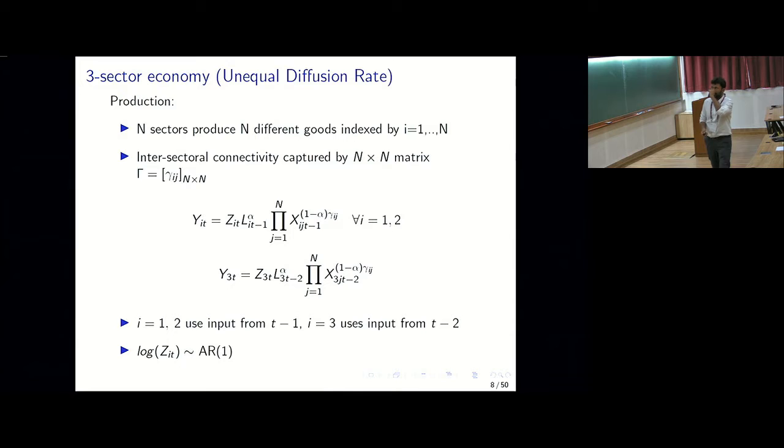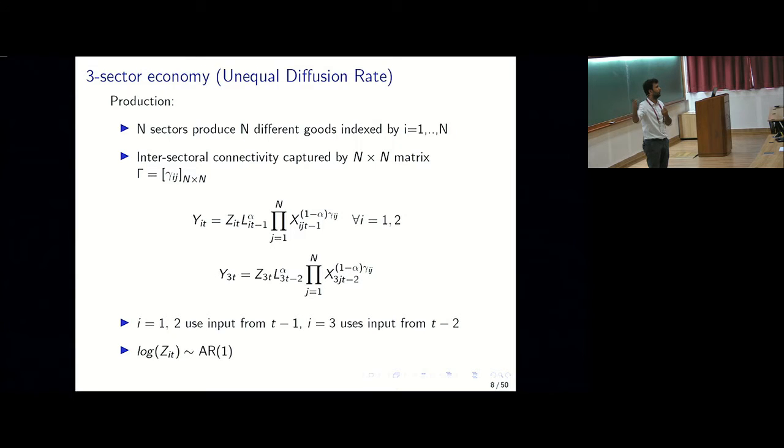You can think of an n-sector model where these n sectors produce n different goods. These are the same goods which the households are going to consume at the end, but the firms in other sectors are also going to consume these goods to produce their output. And how does that look? It looks like the following. You can think of a given sector i producing output Y_it, which depends on labor. Each of these sectors i employs some labor, and they also buy inputs from other sectors. So this X_ij,t-1 captures how much sector i is buying input from sector j.